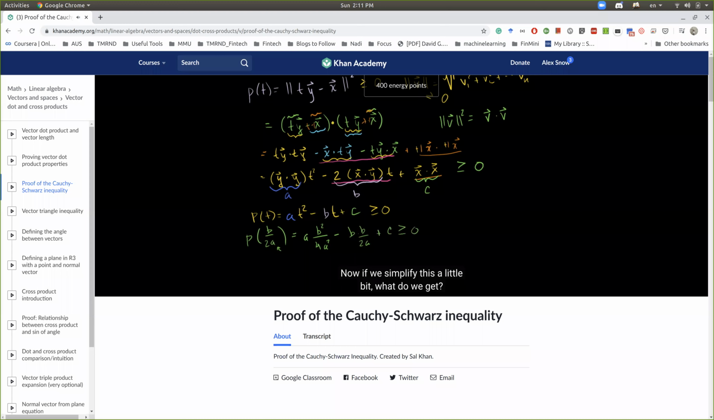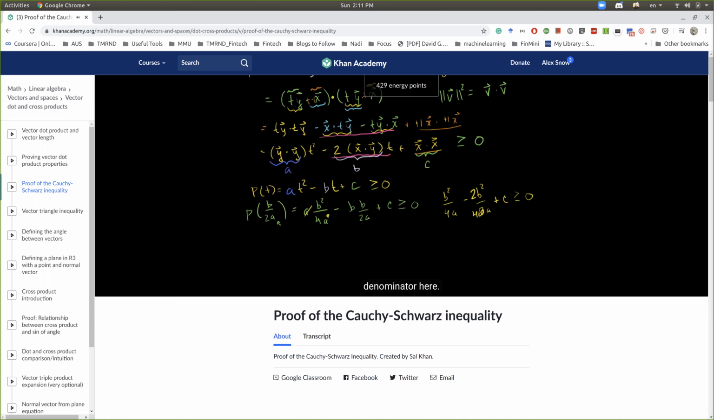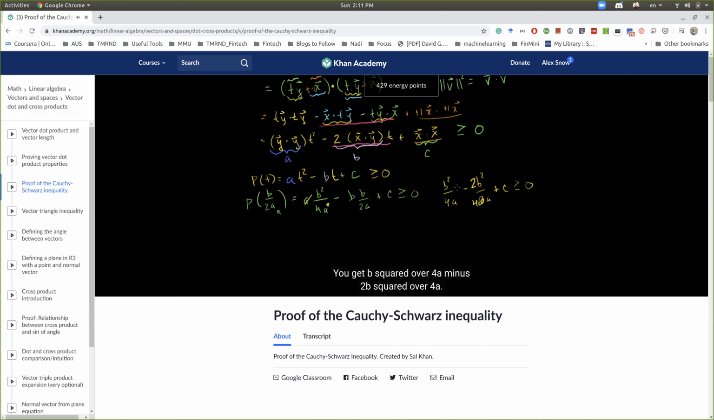Now, if we simplify this a little bit, what do we get? Well, this a cancels out with this exponent there, and you end up with an a in the denominator. So we get b squared over 4a minus b squared over 2a, that's that term over there, plus c is greater than or equal to 0. Let me rewrite this. If I multiply the numerator and the denominator by 2, I get 2b squared over 4a. The whole reason I did that is to get a common denominator. So you get b squared over 4a minus 2b squared over 4a. What do these two terms simplify to? The numerator is b squared minus 2b squared, so that becomes minus b squared over 4a plus c is greater than or equal to 0. These two terms add up to this one right here.